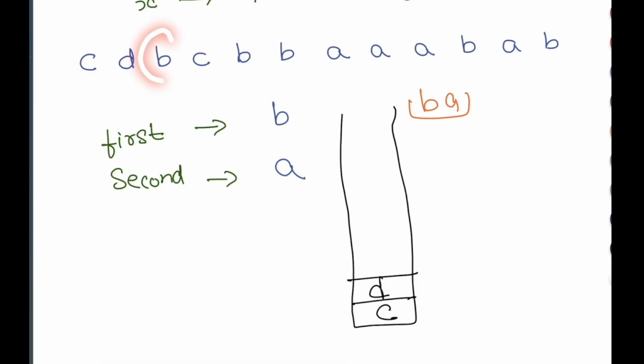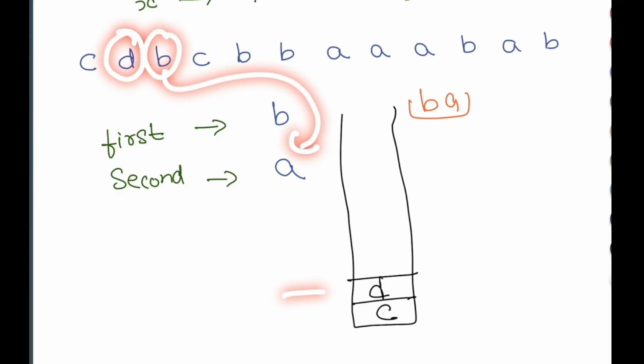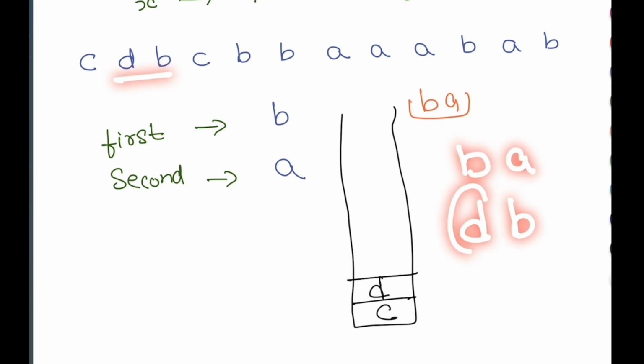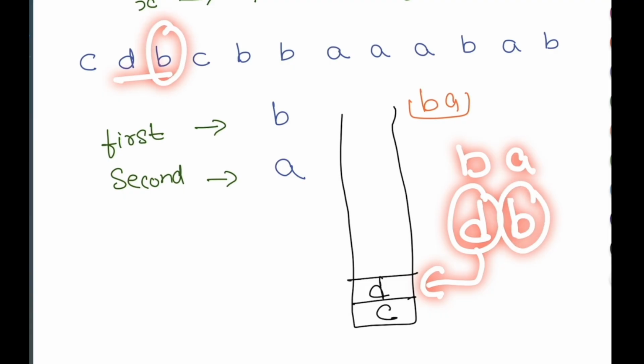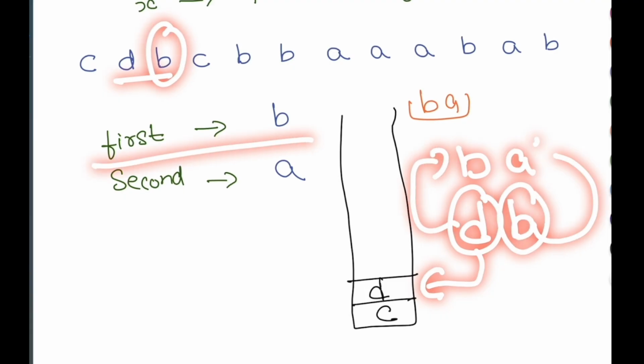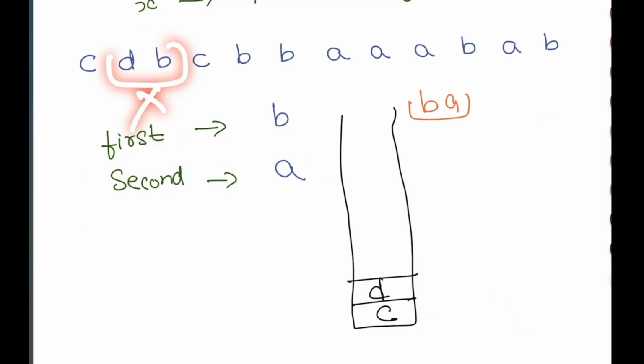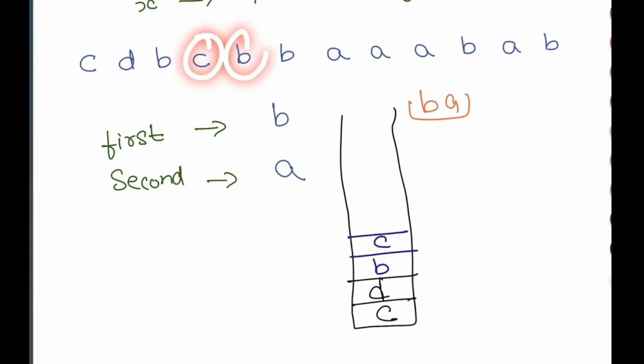Fine. Now the next character is a B. Is this B equal to the second character, and is the last inserted character D equal to the first character? That is, we are searching for a BA. We got a DB, right? How did we get a DB? D was the last inserted character, and B is the new character which we need to insert. So D is not equal to the first character, and the new character is not equal to the second, so this is not the substring we are looking for. Since it is not a match, let me insert this B. Similarly, we insert the next C, then B, then B.